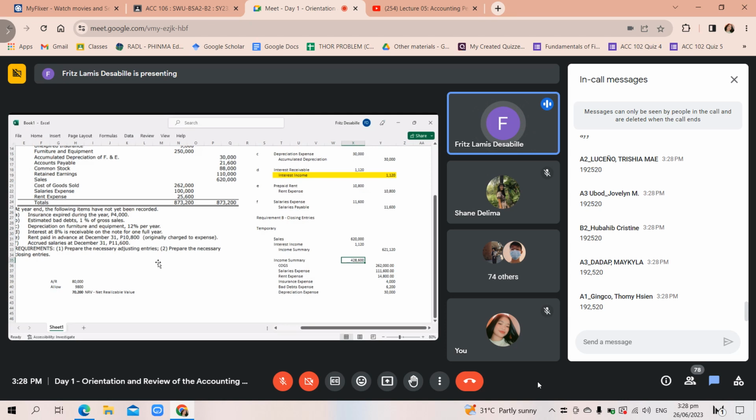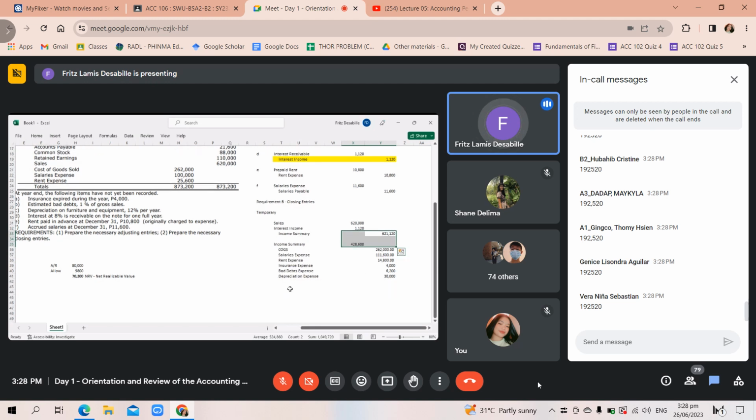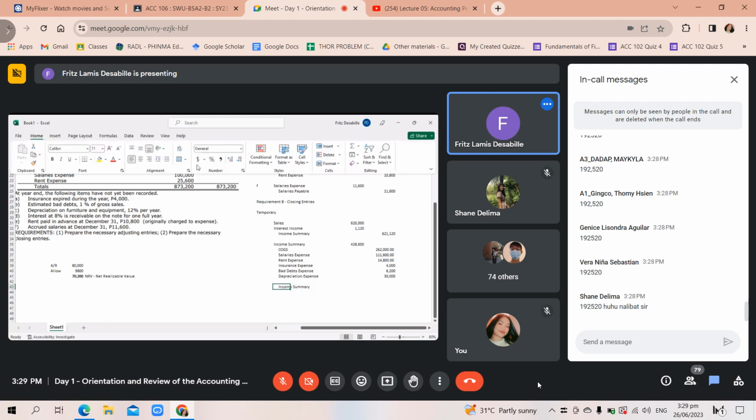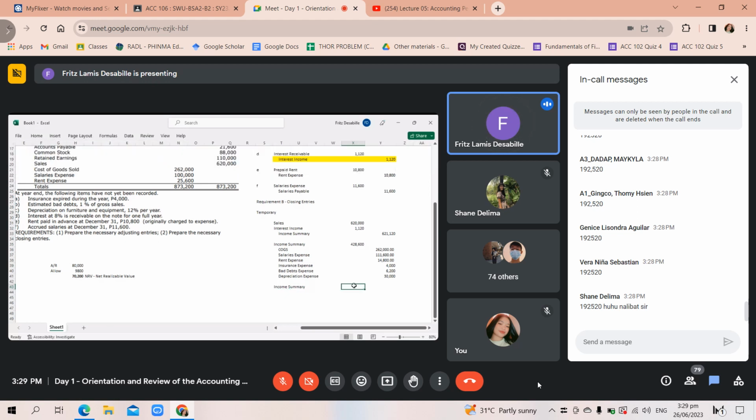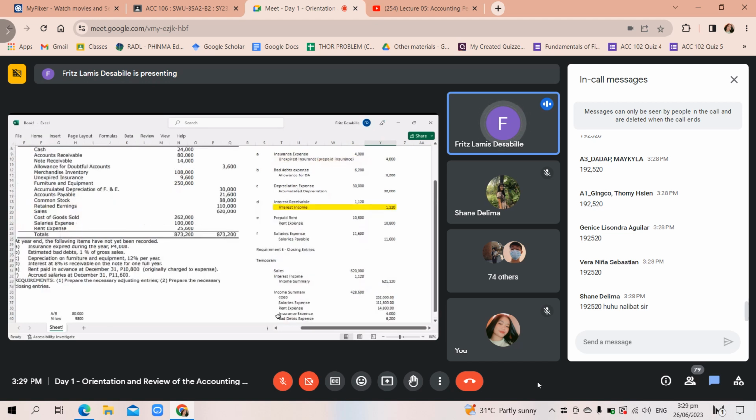I see correct answers already. Correct, no? That is 192,520. Actually, the income summary, the balance of our income summary, credit minus debit, that will be our net income. So the result, debit income summary to close income summary, if net income, debit, that is 192,520. Where are we going to close this account, guys?